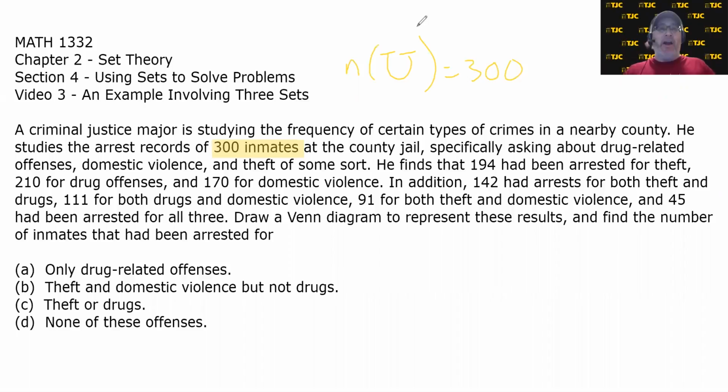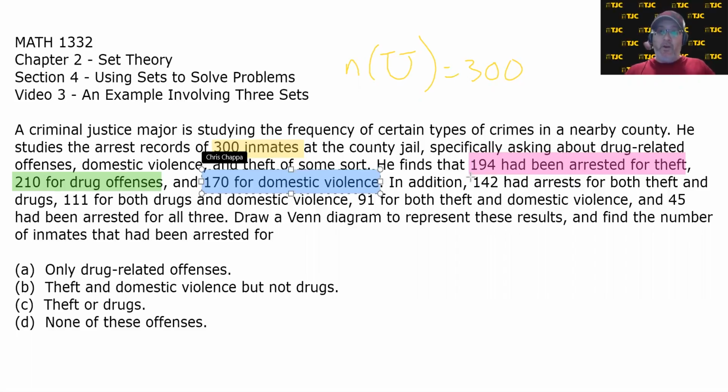He finds that, all right, here comes the deluge of numbers. 194 had been arrested for theft. Now notice it didn't say theft only. So they may have been arrested for other things as well. 210 for drug offenses. And again, notice it doesn't say drug offenses only. So those 210 could have also been arrested for theft. And 170 for domestic violence. Again, the lack of the word only means that those 170 could have also been arrested for other things.